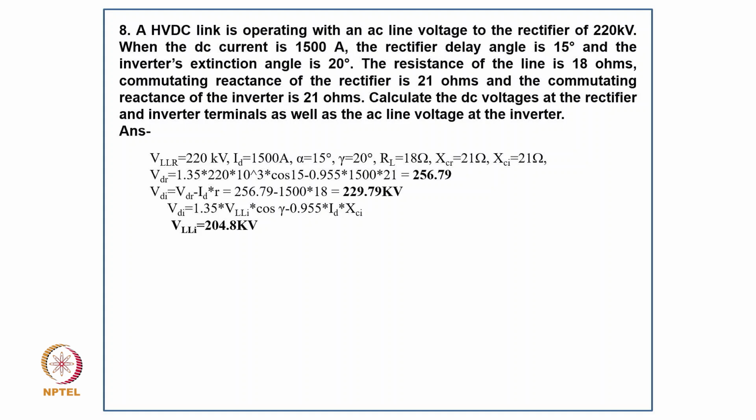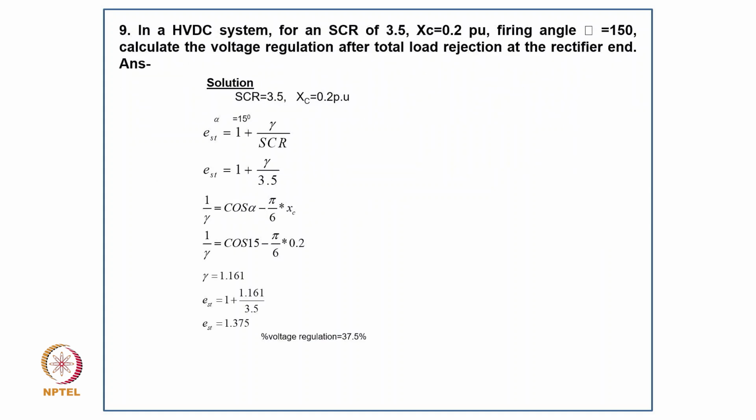So VLLR 220 kilovolt, ID 1500, alpha 15 degree, gamma is 20 degree, RL 18, XCR 21, XCI 21. So VDR equal to 1.35 into VLL into cos alpha. So it comes to 59.79 kilovolt, and VDI comes to 29.79 kilovolt. So we get VLLI 204.8 kV.